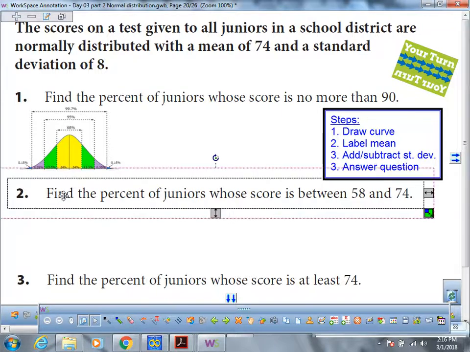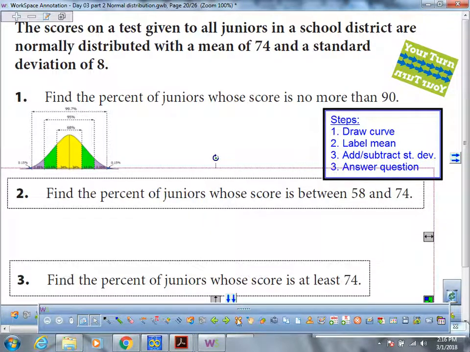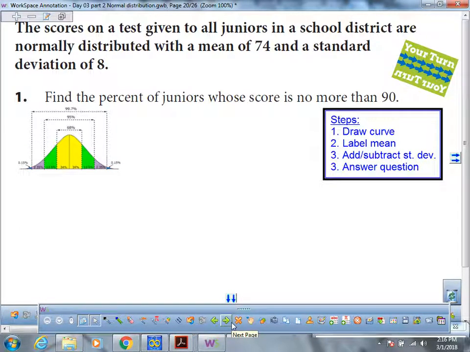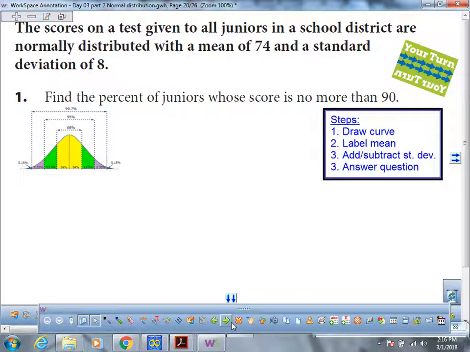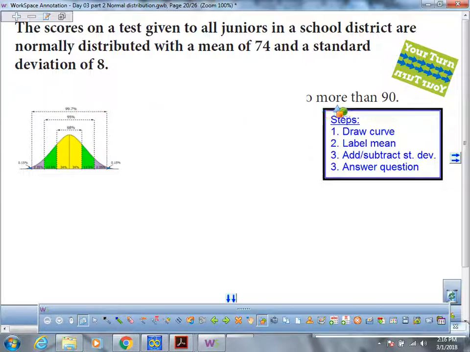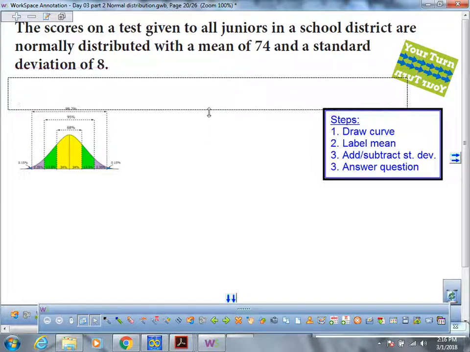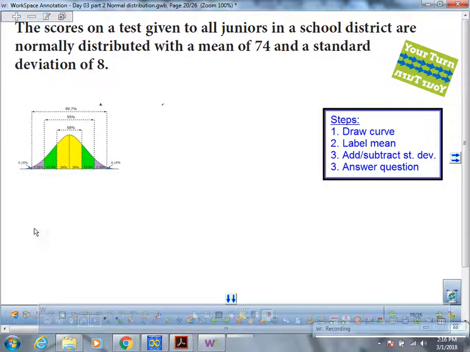Okay, so the first thing I want you to do is label your graph. Draw your curve, and I don't want to know the answer to the question right now, guys, even though I appreciate it. I just want you to draw your graph and label it. Draw your curve and label it. I'm going to go ahead and pause it.